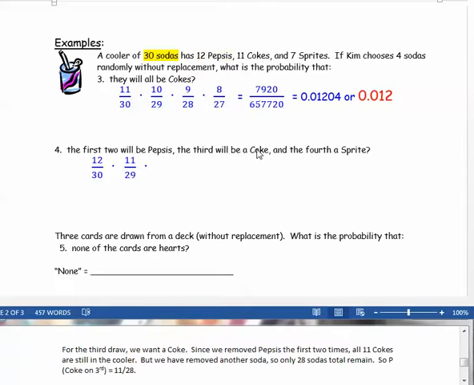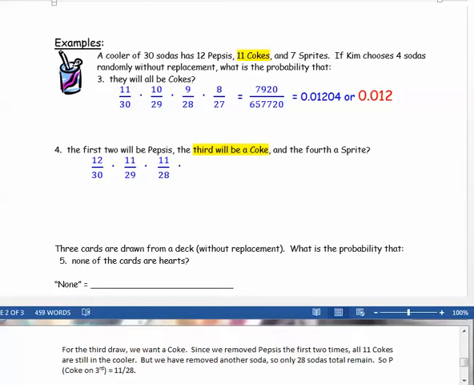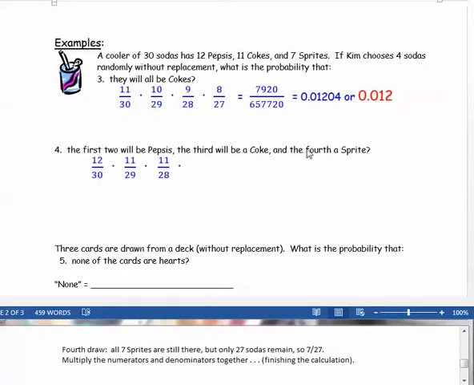Now for the third draw, we want a Coke. The first 2 times we removed a Pepsi, so we still have all the Cokes in there. There's still all 11 Cokes in the cooler. So we'll have 11 in the numerator, but since we did still remove another soda, the total will always go down, so it'll be 11 out of 1 less, 28. Fourth draw, we want a Sprite. So all 7 Sprites are still in there, but 1 soda has been removed, so only 27 remain. So it's going to be 7 out of 27 total that remain.